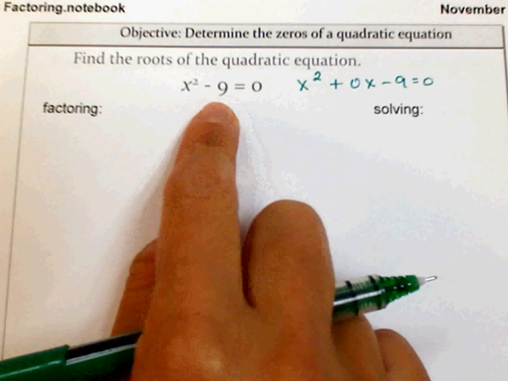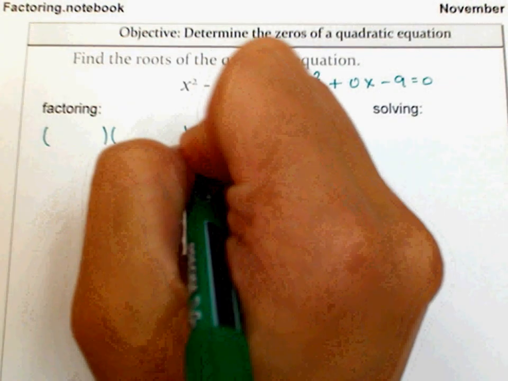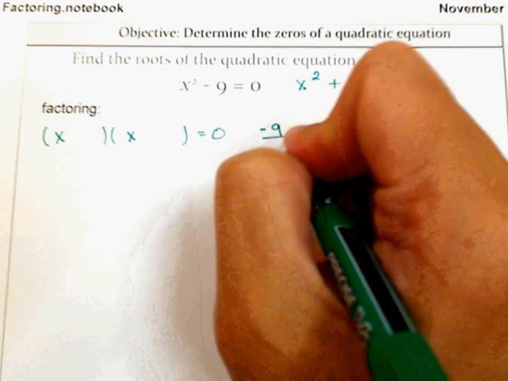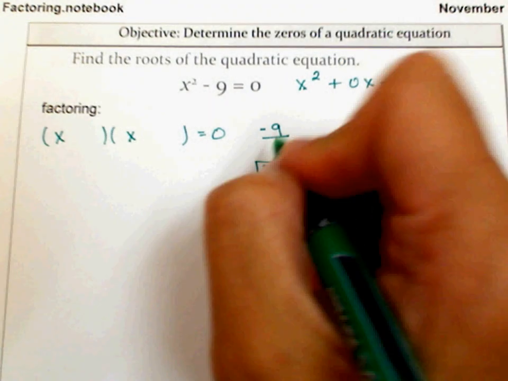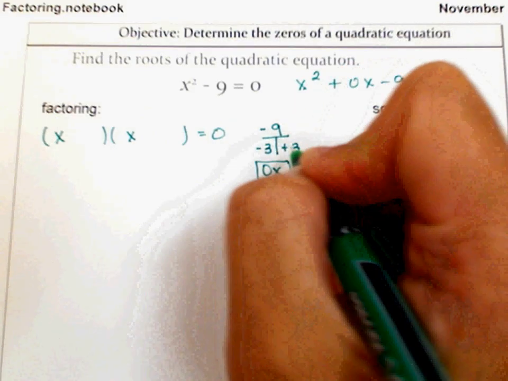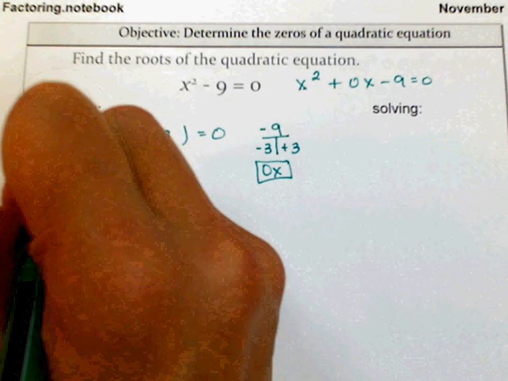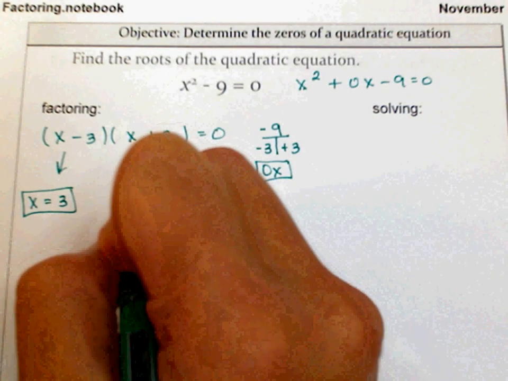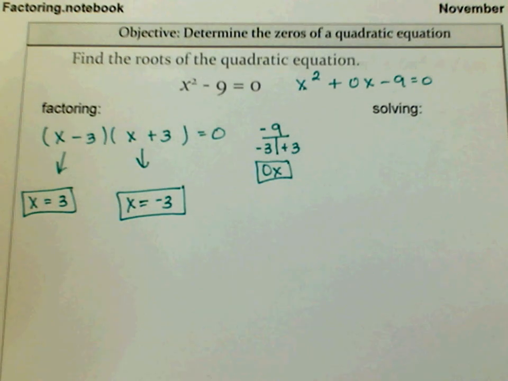To factor, two sets of parentheses, factors of x squared, x and x. Two numbers that multiply to give you negative 9, and subtract to give you 0. Negative 3, positive 3. Perfect squares. Minus 3, plus 3. X is equal to positive 3. If you set them equal to 0, x is equal to negative 3. That's one way to do it, but here's another way.